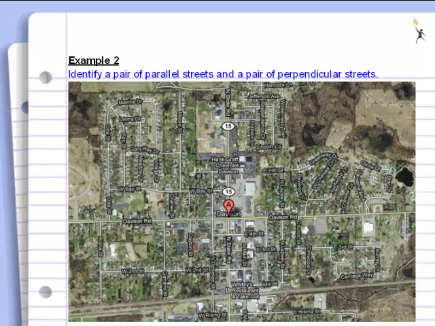This is a Google map of Davison. What I want you to do is identify a pair of parallel streets and a pair of perpendicular streets. And then we're going to label those. Now, parallel, remember, run like that. Perpendicular, run like that. Now, you might be saying, well, Mr. Gentry, I have no way of knowing if they're perpendicular or not.